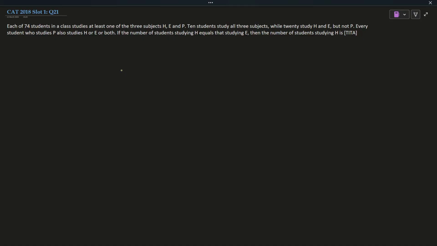Each of 74 students in a class studies at least one of the three subjects, H, E, and P. So there is a class of 74 students, and each of the students studies at least one subject. That means they can study only one subject, exactly two subjects, or exactly three subjects. But there will not be any student who does not study any subject. They must study at least one subject. They can study more than one subject as well.